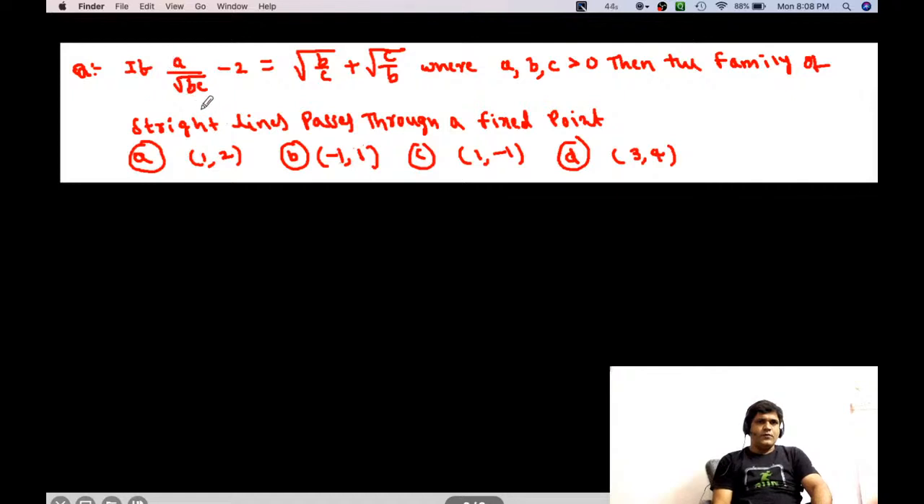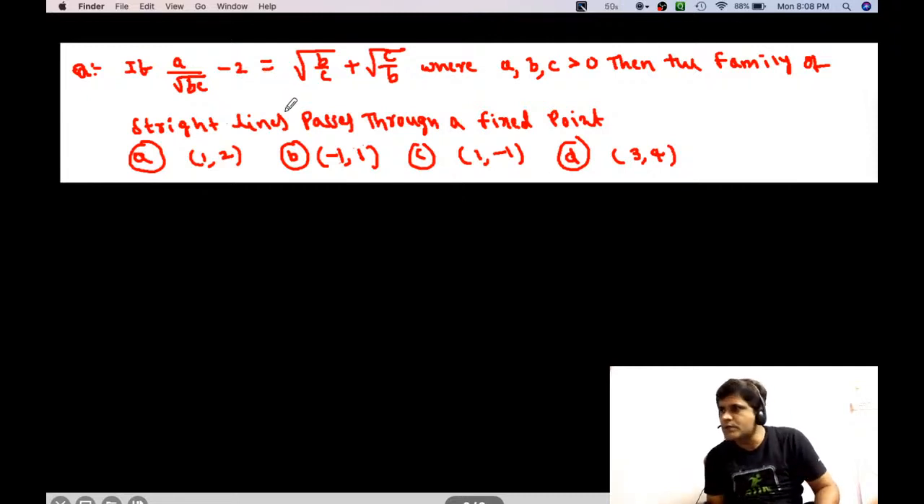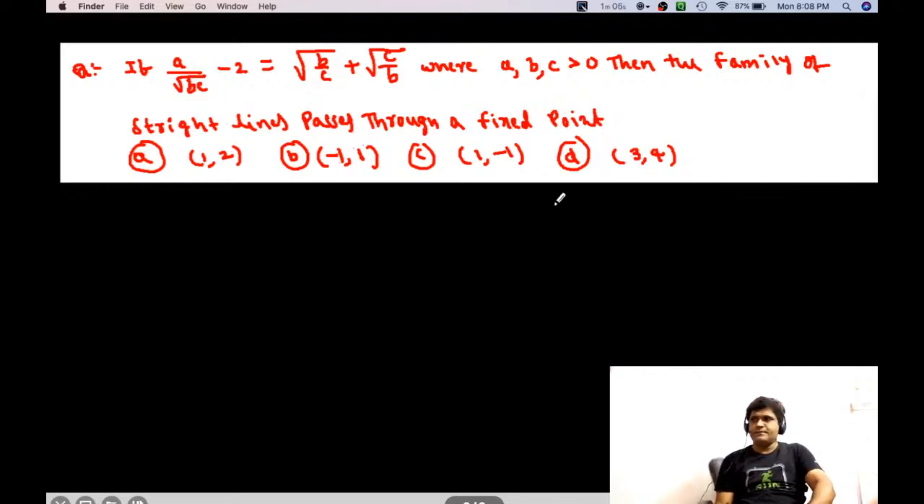If a by root bc minus 2 is equal to root b by c plus root c by b, where a, b, c are positive, greater than 0, then the family of straight lines passes through a fixed point. This is the question.